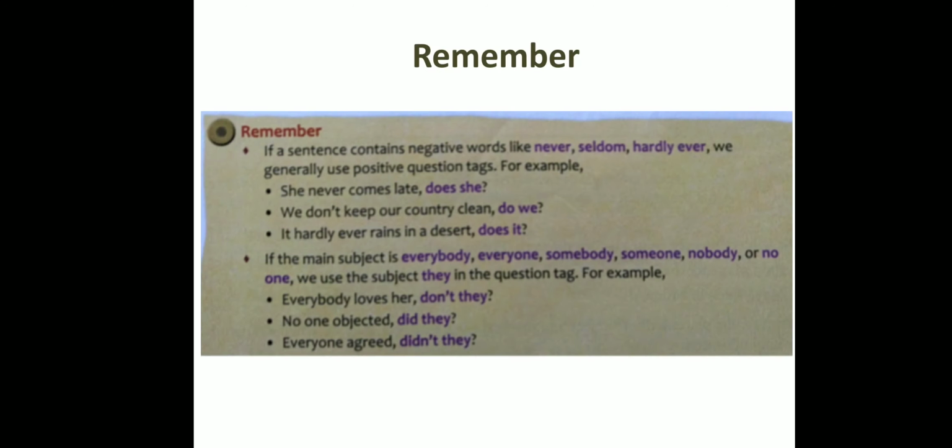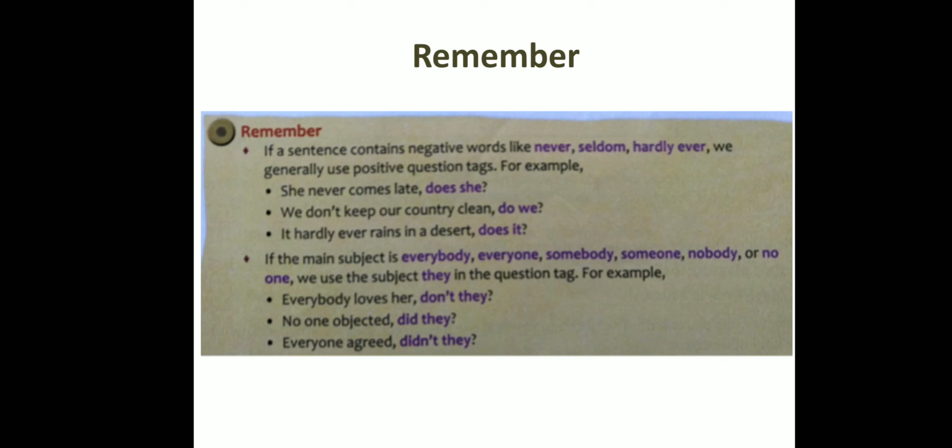Let's move on. There is a remember box in your book. I've taken this from your book itself. Let's see what this says. If a sentence contains negative words like never, seldom, hardly ever, we generally use positive question tag. So first let me tell you this thing. If I give you a declarative sentence and it uses words like never, seldom, hardly ever, these words are generally negative. Never means something that never happens. Seldom means something that happens very less. And hardly ever means that it happens very, very less.